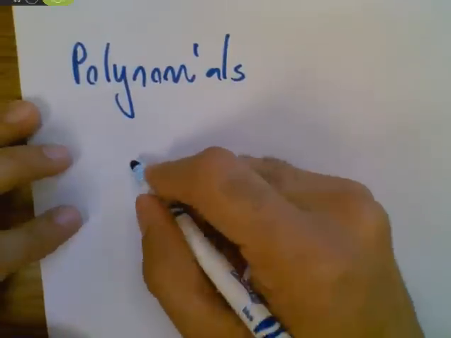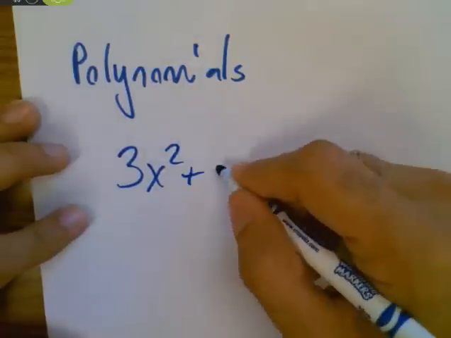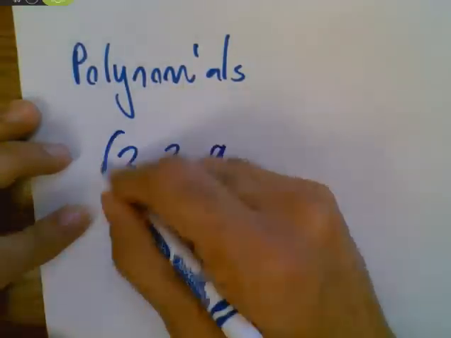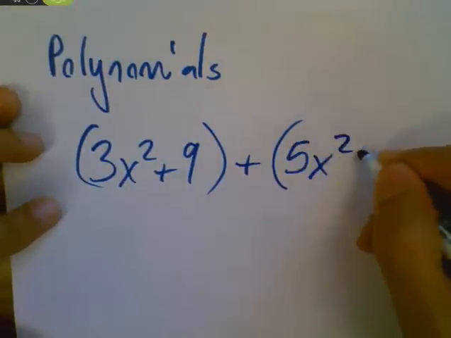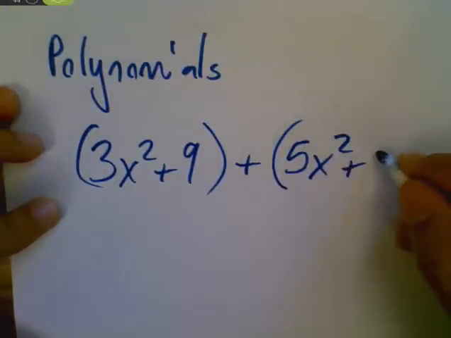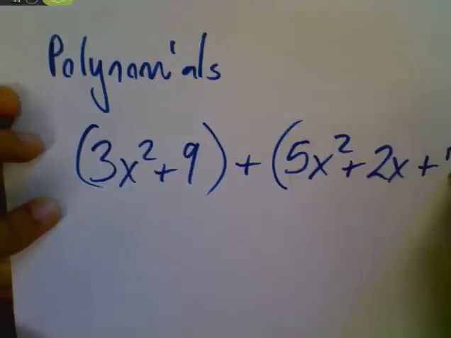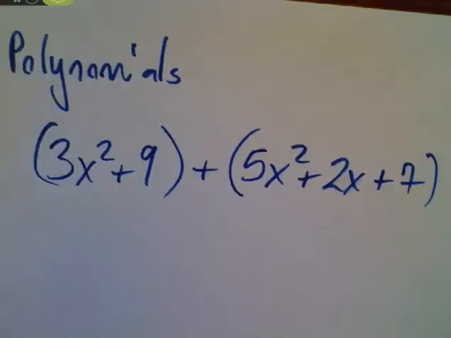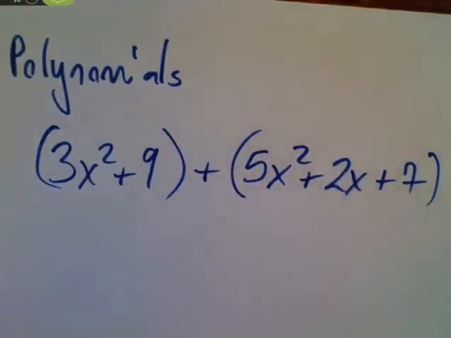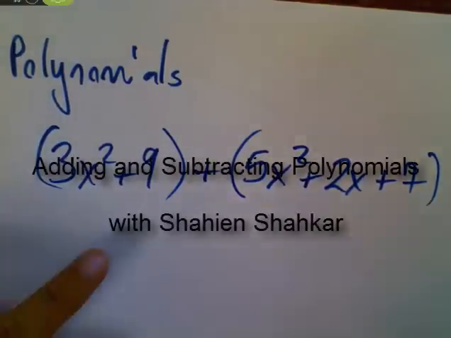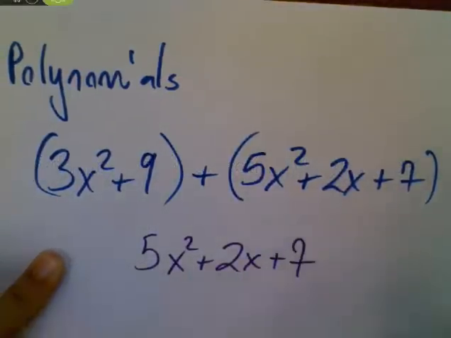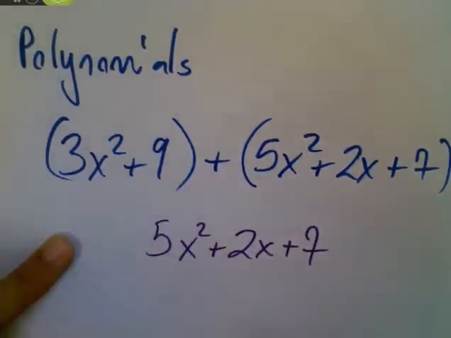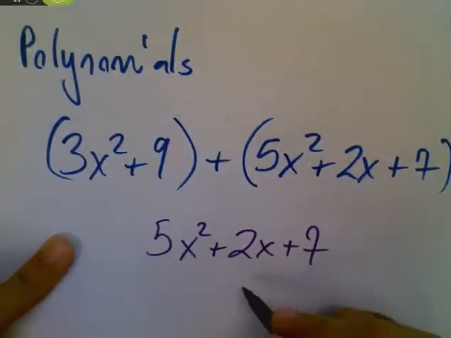Polynomials. Adding and subtracting. So for example, if I'm looking at something like 3x squared plus 9, and I'm going to be adding that to, let's go with 5x squared plus 2x plus 7. One way that I can do this is I can stack these. I can rewrite 5x squared plus 2x plus 7, and then underneath it, I'll put this other binomial. So on the top I have the trinomial, on the bottom I have the binomial.